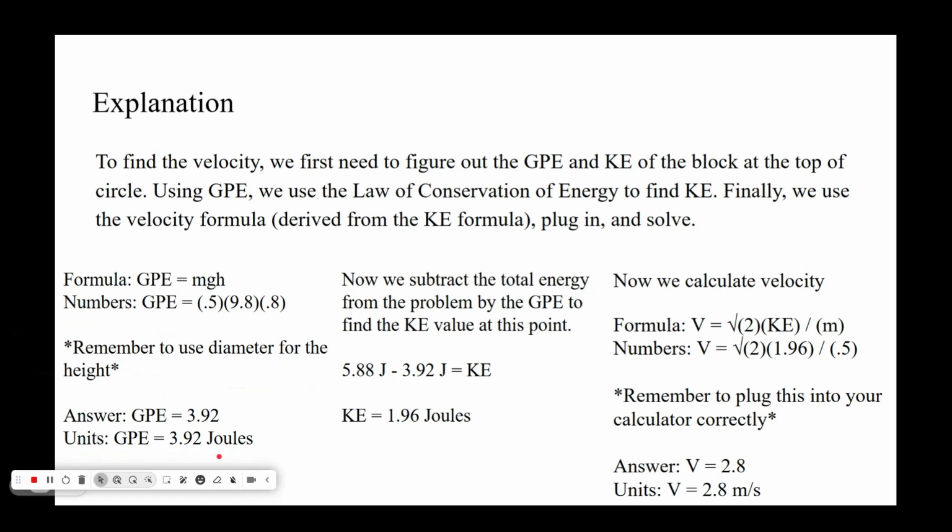By the law of conservation of energy, we can subtract the GPE from the total amount to figure out the KE at this point on the progression. And now we calculate velocity using the formula we derived, which is right here. Plug in numbers, and we use meters per second as the unit, with 2.8 as the velocity. Remember to plug this into your calculator correctly. I cannot stress this enough. Using the calculator correctly is essential. Make sure that you're plugging it in such that the calculator understands what you're trying to get done, and it's not following a different order of operations based on how you plugged in the numbers.